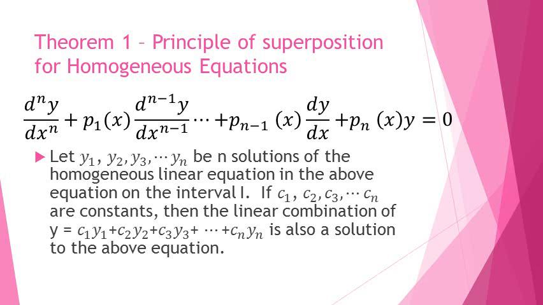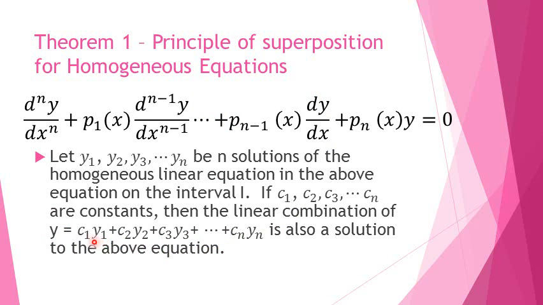Well, we have to use the principle of superposition for homogeneous equations. So if we have this homogeneous equation just here, what I'm going to say is we have n solutions. I'm going to call them y1, y2, all the way up to yn. And each one of these individual y's is a solution to our homogeneous linear equation on some interval I that we're interested in. And then if we have n constants, I can combine all these constants in a linear combination so that y is also a solution to this differential equation up here.